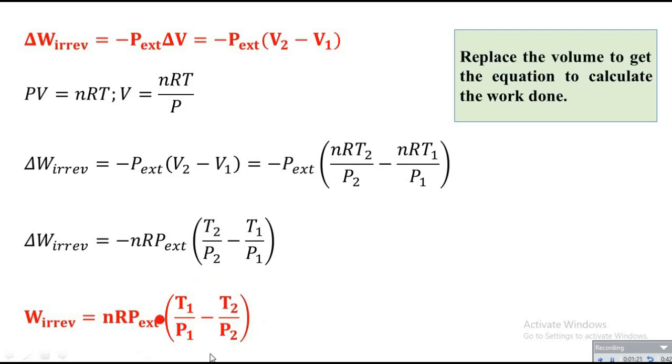When you have the two volumes, the external pressure and the change in the volume, then you can use this equation. And when you have the external pressure, the temperatures and the pressures, you can then use this equation to calculate the work done in the irreversible adiabatic process.